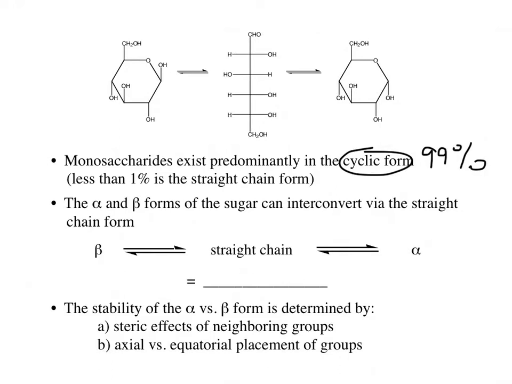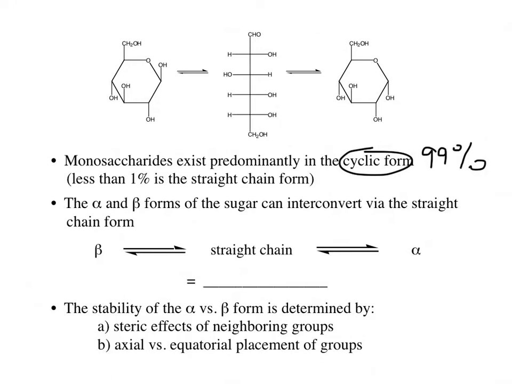That's kind of critical. If 99% of it is sitting there in the cyclic form, but I'm trying, say, to oxidize the aldehyde, in the cyclic form there is no aldehyde. I can't oxidize an aldehyde in that. It has to open up, and then I can oxidize. So we're really relying on it being able to open up and give us the straight chain form. The equilibrium is between straight chain and alpha, and straight chain and beta.